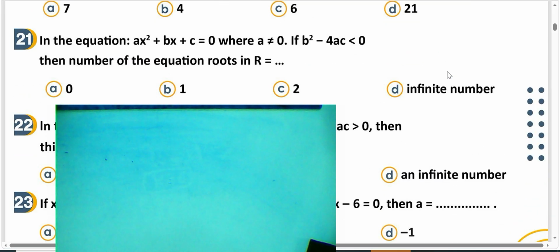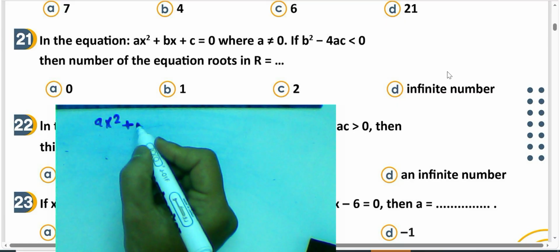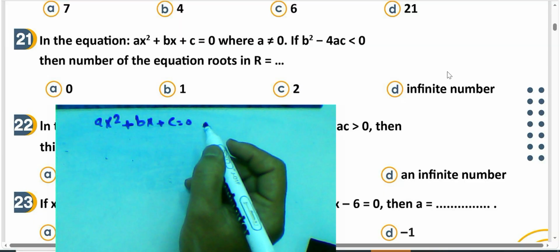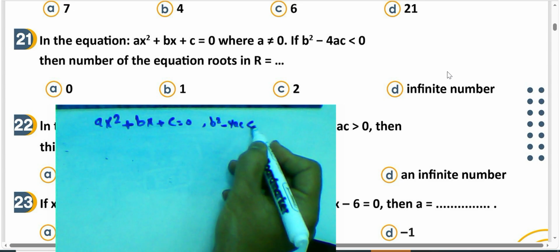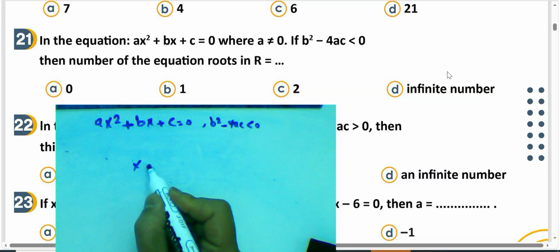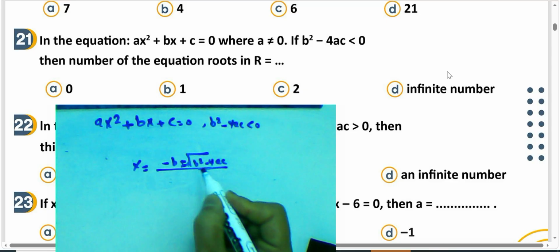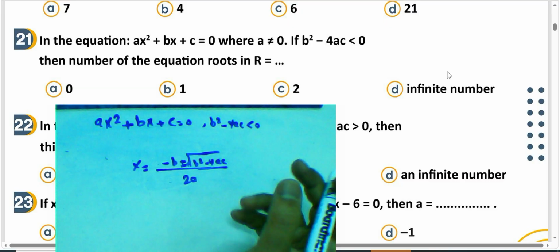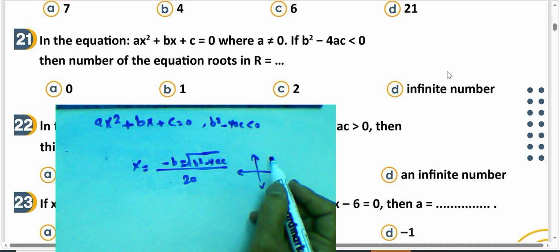Next question. The equation x power 2 plus px plus a constant equals 0, and he tells me the expression b power 2 subtract 4ac is less than 0. It means we have no solution, because we know x equals negative b plus or minus the square root of b power 2 subtract 4ac, over 2a. If this expression is negative, then we haven't any solution. The curve and the x-axis do not intersect.